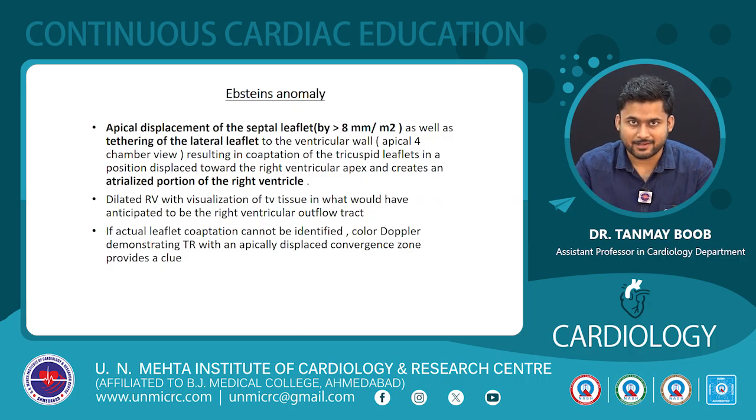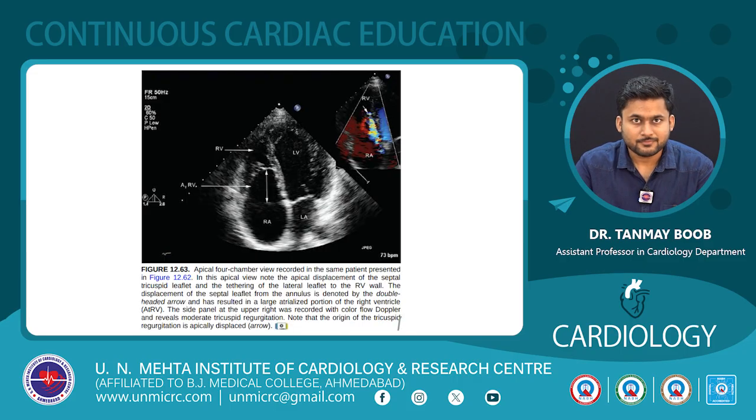It will have a dilated RV with visualization of tricuspid valve tissue in what would have been anticipated to be the RV outflow tract. If actual leaflet coaptation cannot be identified, color Doppler will demonstrate TR originating from an apically displaced convergence zone, which provides a clue to us. As shown in the image, that is the apical 4-chamber view, you can see the apically displaced septal leaflet with lateral tethering, with the second image showing TR originating from the apically displaced area.